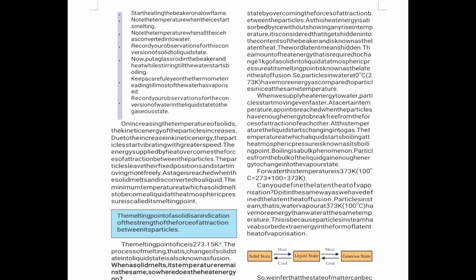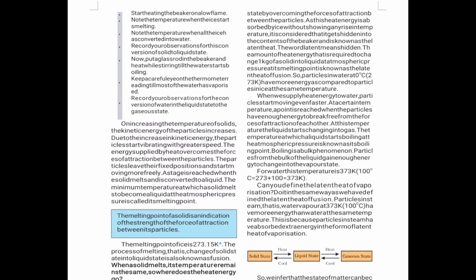The minimum temperature at which a solid melts to become a liquid at the atmospheric pressure is called its melting point. The melting point of a solid is an indication of the strength of the force of attraction between its particles. The melting point of ice is 273.15 K. The process of melting, that is, change of solid state into liquid state, is also known as fusion.